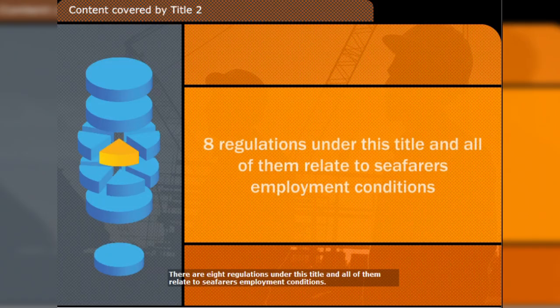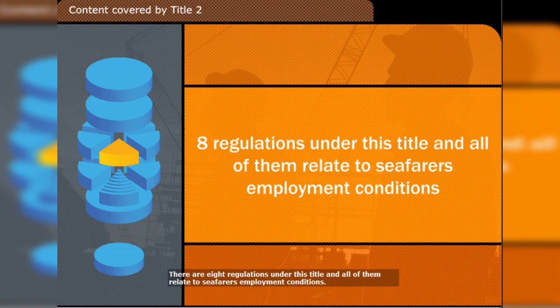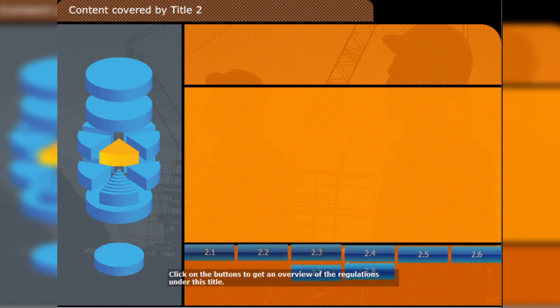There are 8 regulations under this title, and all of them relate to seafarers' employment conditions. Click on the buttons to get an overview of the regulations under this title.